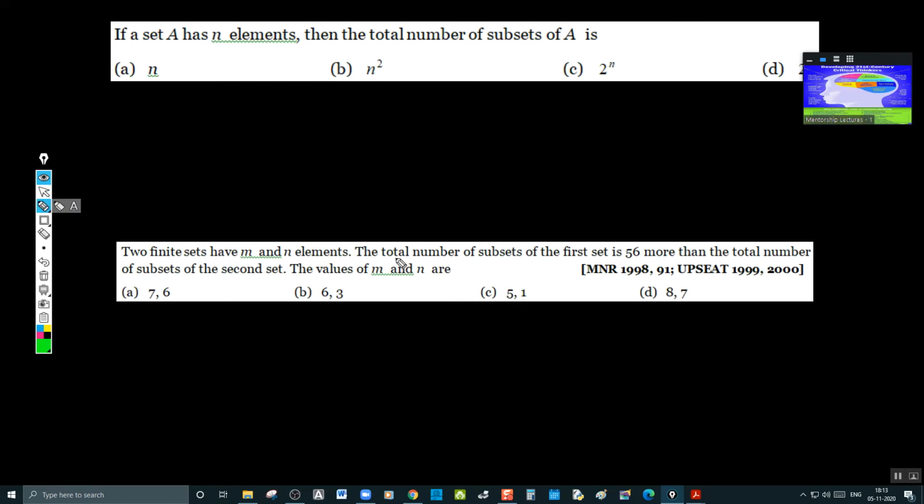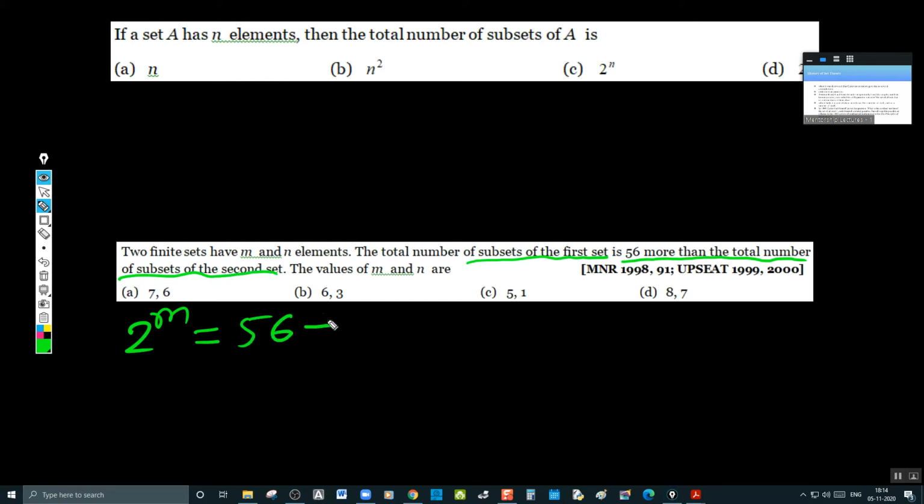You're right. The total number of subsets of the first set. The first set contains m elements, so the total number of subsets will be 2 power m. And this is equal to 56 more than the total number of subsets of the second set. 56 more means 56 plus 2 power n. This is what the equation gives. Then you have to find out the values of m and n.